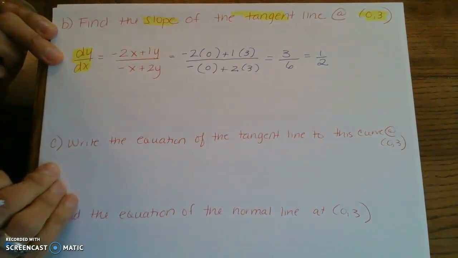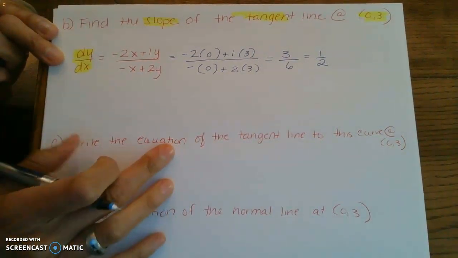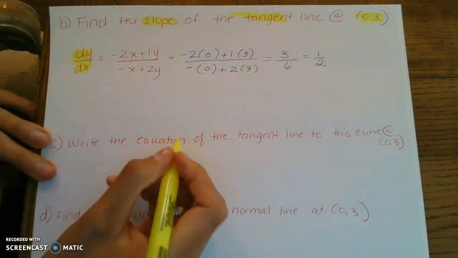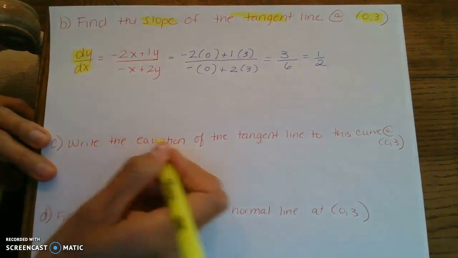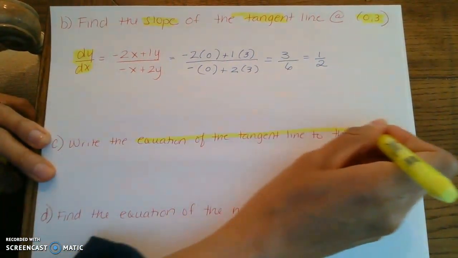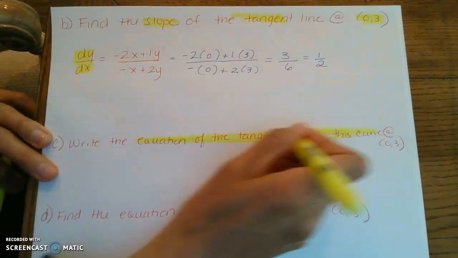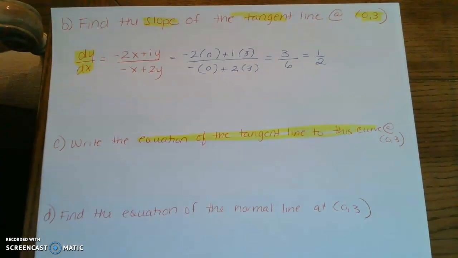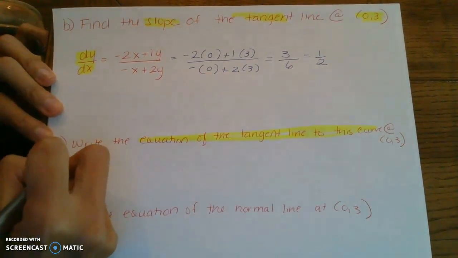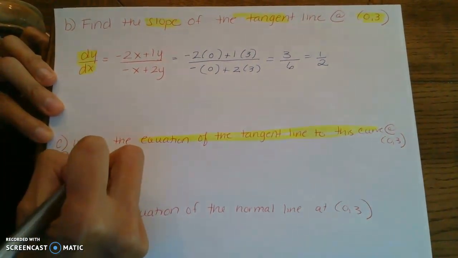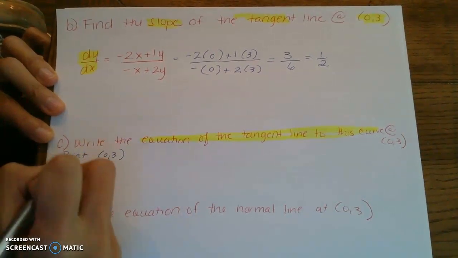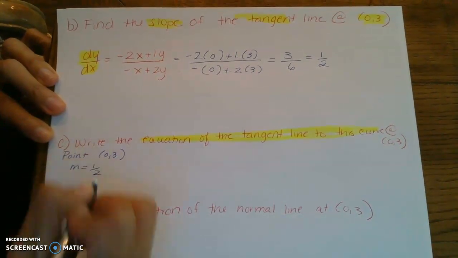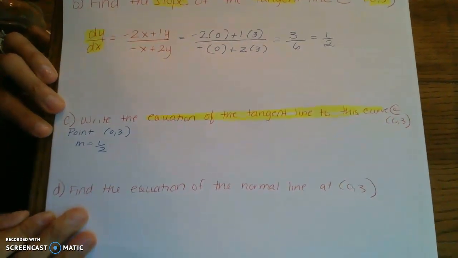Now part C says, write the equation of the tangent line. Well, every time you see write the equation of a line, you know you need to use point slope formula. So you need to know your point, which is given to you. You're given 0, 3. And you just did in part B, your slope is 1/2. So now you're ready to write the equation.